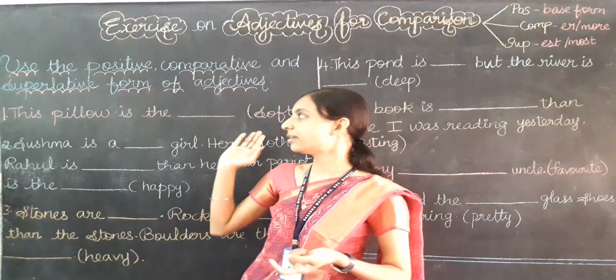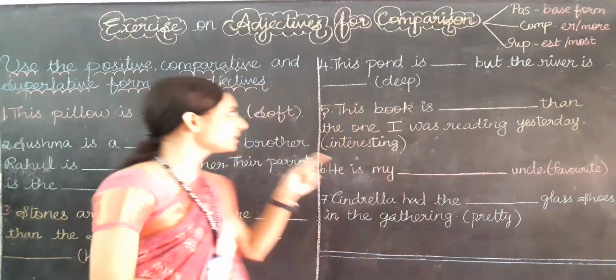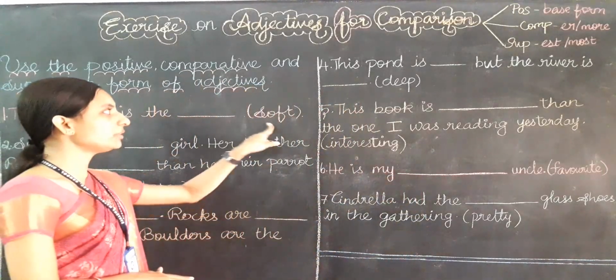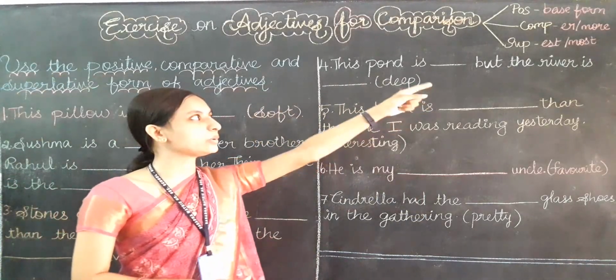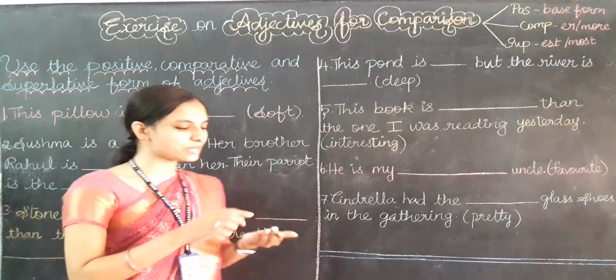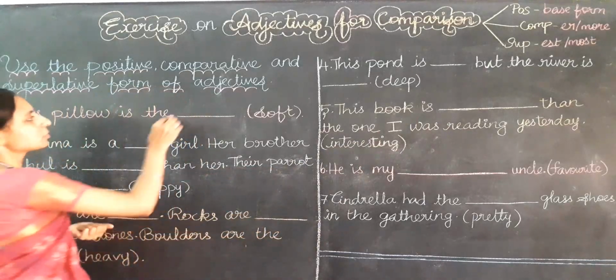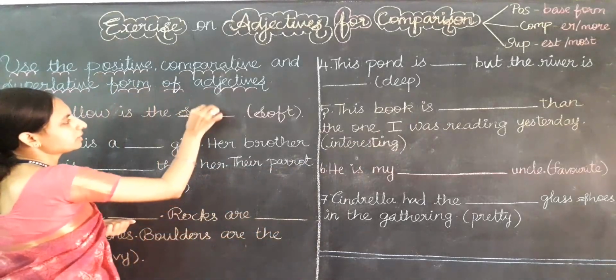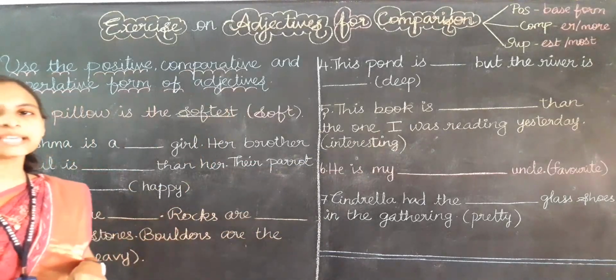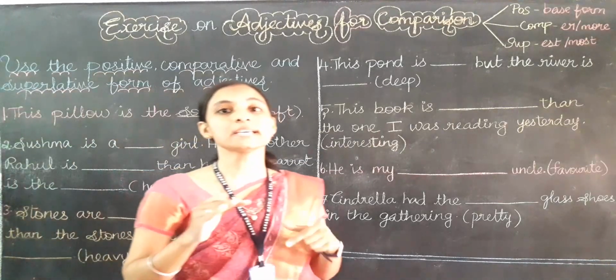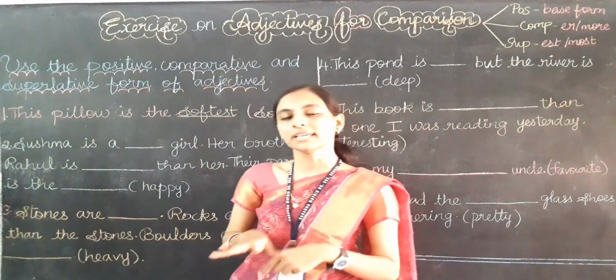Here the word is small only, right? The adjective is soft. If the word is small, which word do we need to add to the adjective, est or most? Yes, est only when it is small. So softest, I have added est. Softest is the correct answer. So this pillow is the softest among all the pillows.